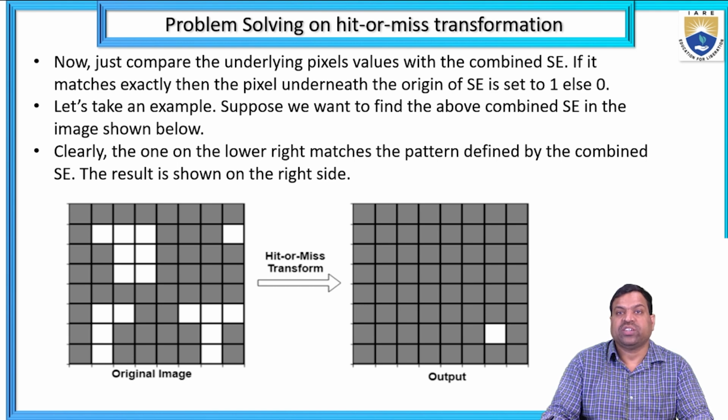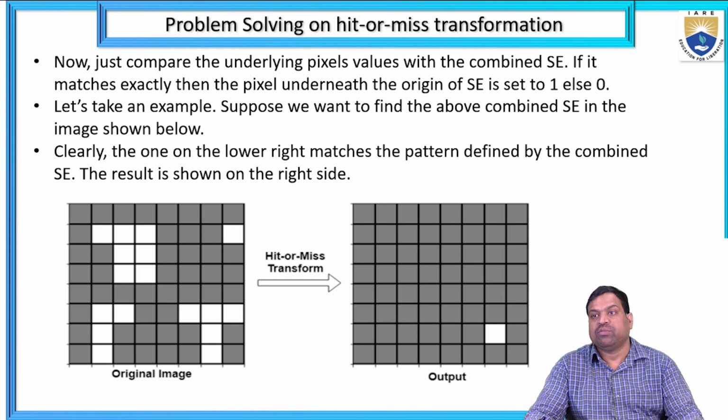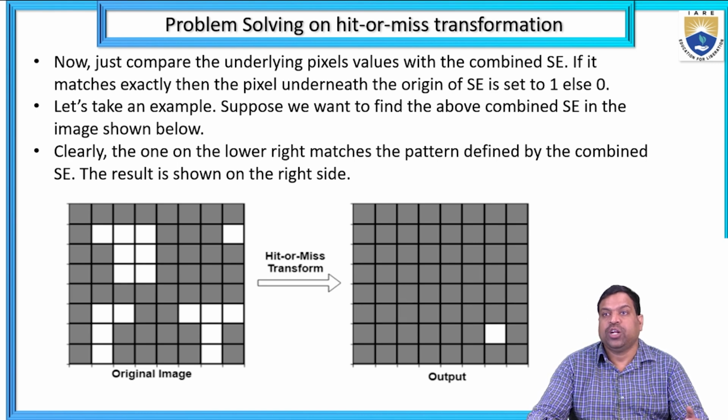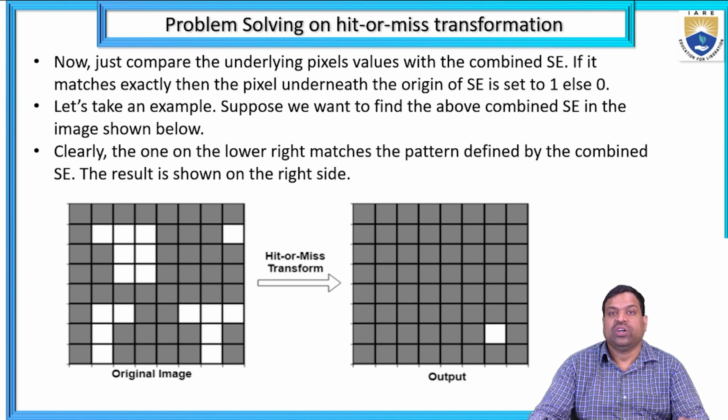Now we just compare the underlying pixel values with the combined structuring element. If it matches exactly, then the pixel underneath the origin of the structuring element is set to 1, else it is 0. Let's take an example. Suppose we want to find the above combined structuring element in the image shown below. Clearly, the one at the lower right matches the pattern defined by the combined structuring element. The result is shown on the right side.